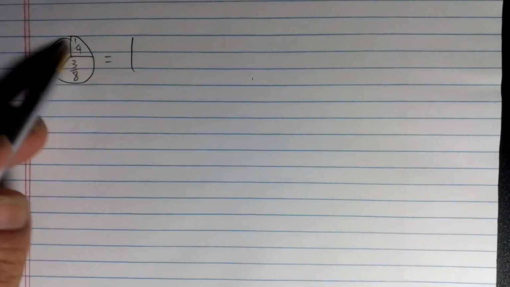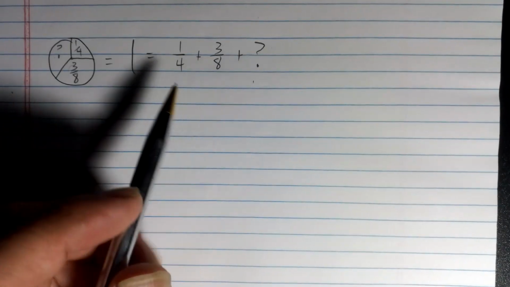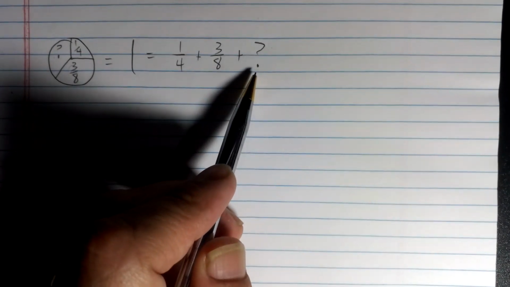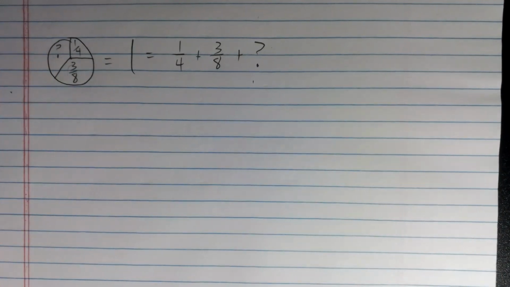Alright, here we have a new example, and as should be expected, things are going to get a little tricky here. We have a 1/4 of a section here, a 3/8 of a section here. We need to figure out what this section is. Again, the entire thing all added together is going to equal a 1. Now, here I've put my 1/4, my 3/8, and a huge question mark, and that question mark represents some fraction.